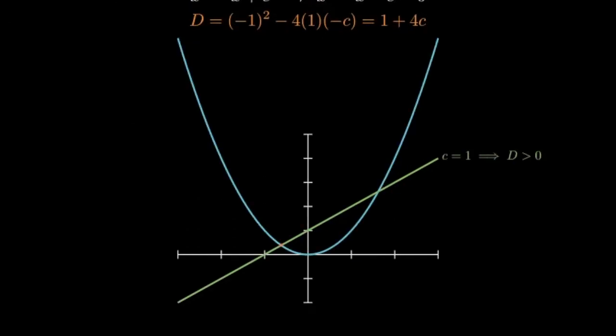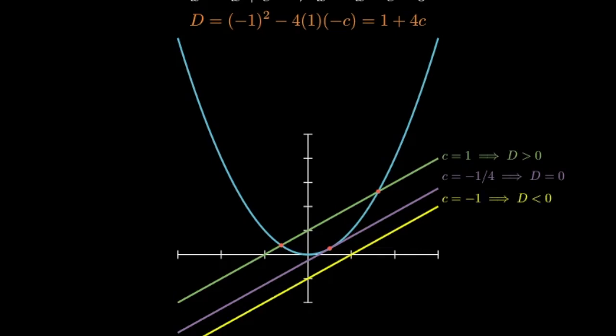If c is greater than negative 1/4, d is greater than 0, and we have two intersections. For example, if c is 1, the line y equals x plus 1 intersects the parabola twice. If c equals negative 1/4, d is 0, and the line y equals x minus 1/4 is tangent to the parabola. If c is less than negative 1/4, d is less than 0, and there's no intersection. For instance, if c is negative 1, the line y equals x minus 1 does not meet the parabola.